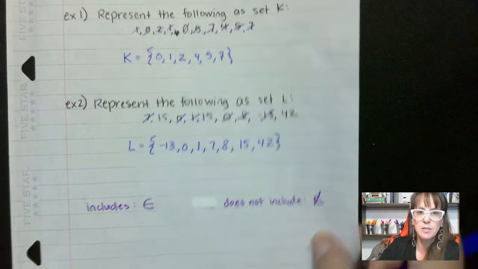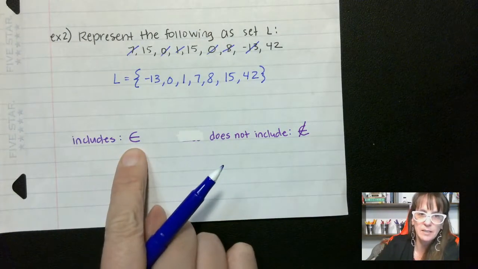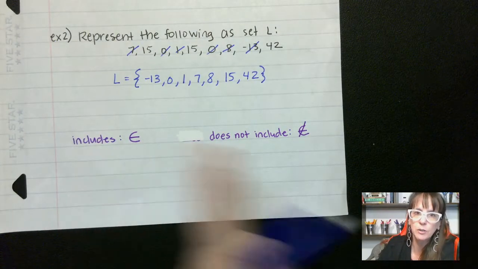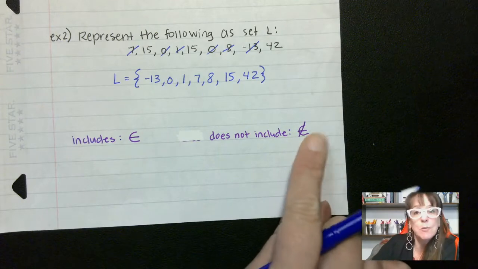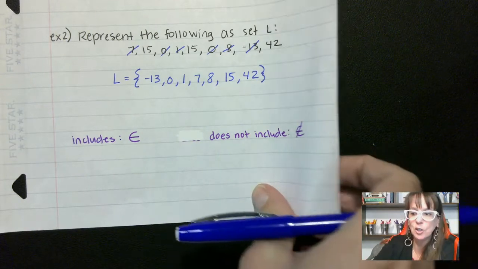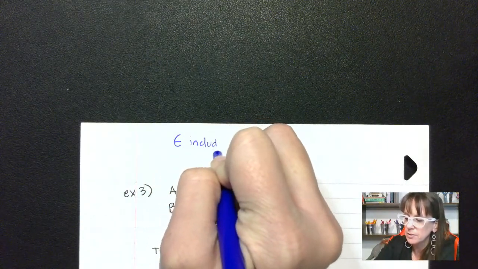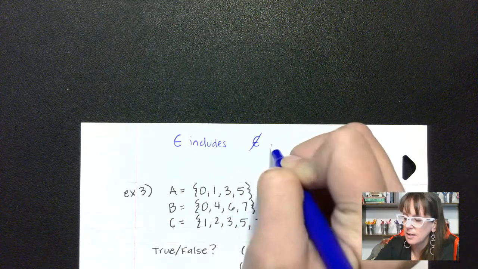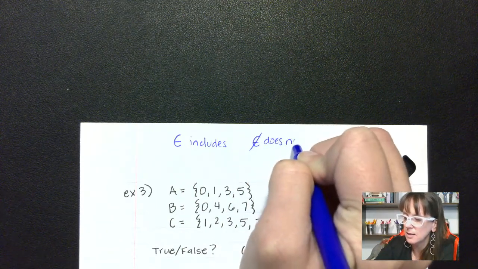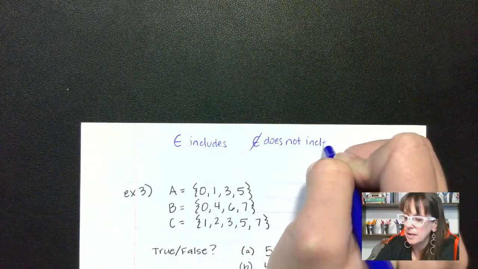All right, some notes to take down. When it looks like this weird E, that means it includes. If it's the weird E with a line through it, it does not include. Let me write that down again. We've got includes and does not include. So what does that mean?